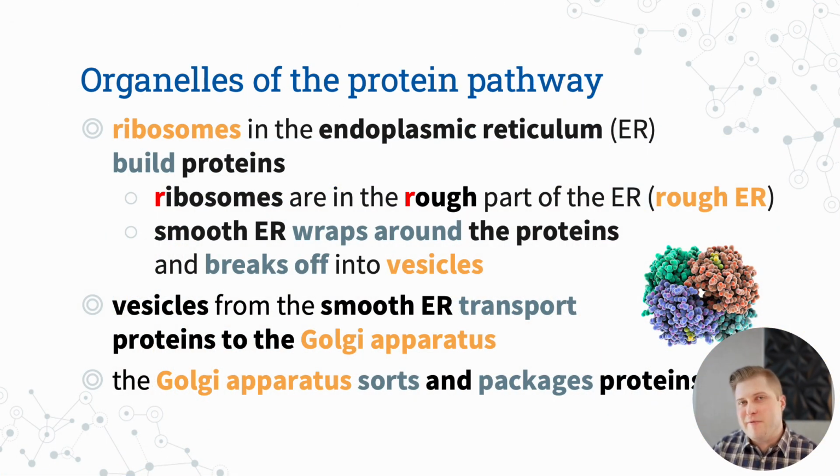Ribosomes can be found in the endoplasmic reticulum. On the previous slide, I showed you that was that stuff around the nucleus. Ribosomes are in the rough part of the endoplasmic reticulum. When you're looking at endoplasmic reticulum, you're going to find a couple different sections, one of which is smooth, where you don't really see any bumps on it, and then the rough endoplasmic reticulum. Rough ER has the ribosomes, which are the little machines, the little bumps on that reticulum that create proteins.